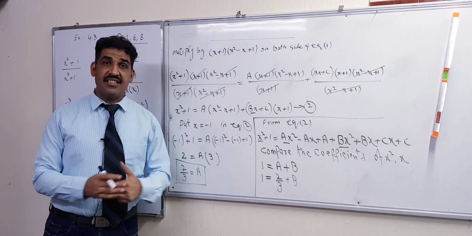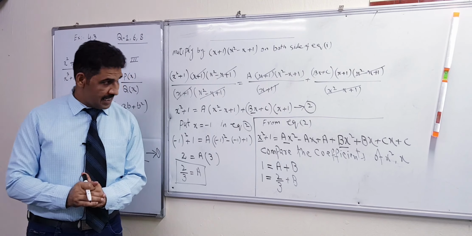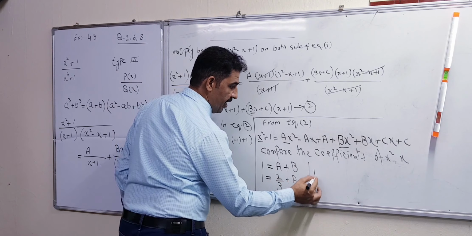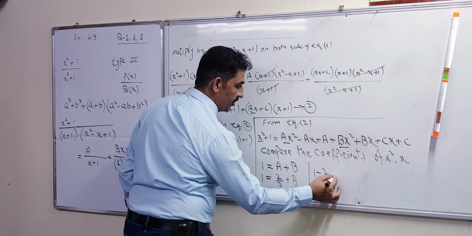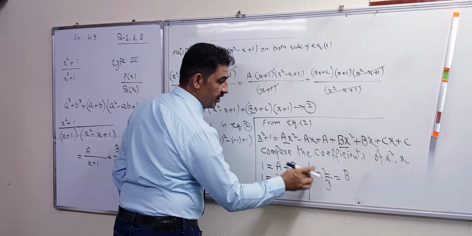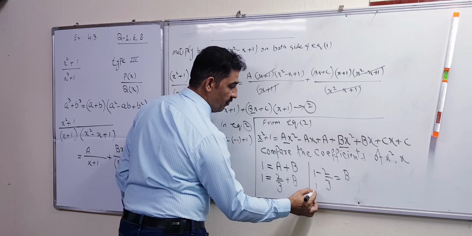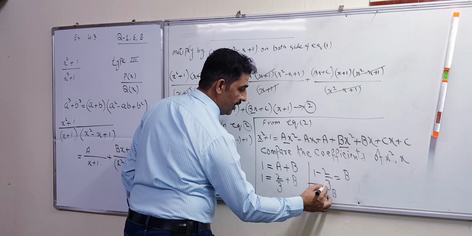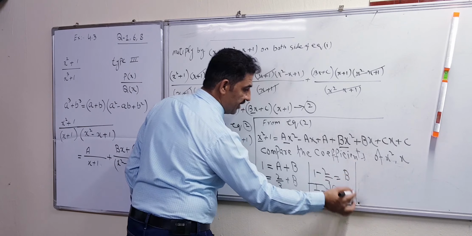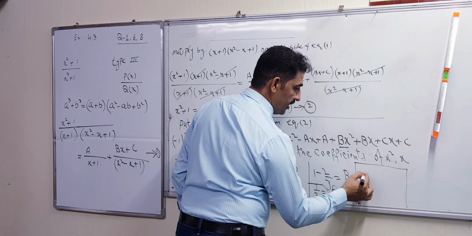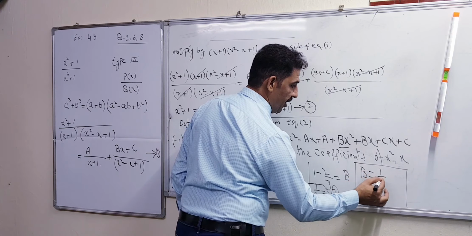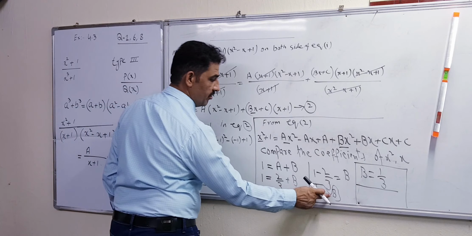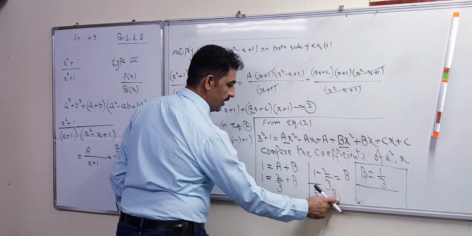If 2 over 3 is added here, on the other side what will we do? Subtract. Good. So 1 minus 2 over 3 is equal to b. 3 ones are 3, 3 minus 2, so 1 over 3 is the value of b. That is the answer for b. Otherwise, I can write it clearly here: the value of b is equal to 1 over 3, after simplification.